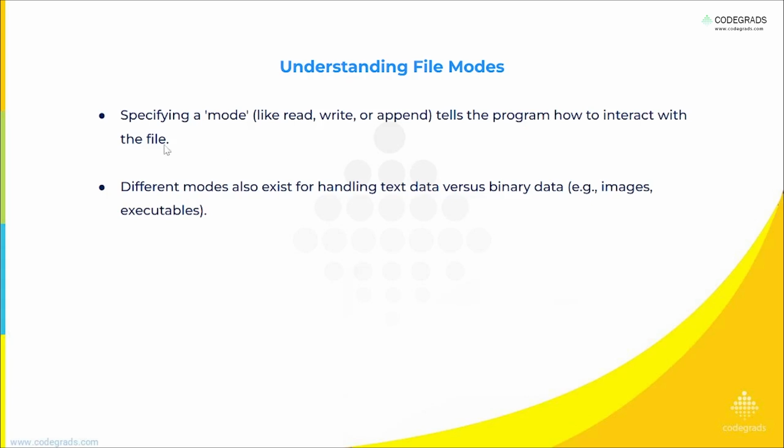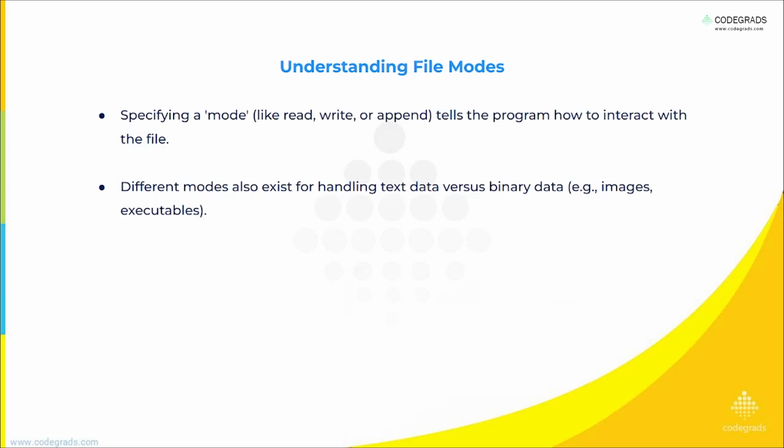Now next is understanding the different file modes. Specifying a mode like read, write, or append tells the program how to interact with the file. Different modes also exist for handling text data versus binary data, for example images or executables. So we have seen the different modes: for reading any text from the file, we use the R mode. For writing, we use the W mode, which basically overwrites if the file exists. Then we have the A mode to append, that is to add the text to the end. Then we have X to create, and it fails if the file exists.